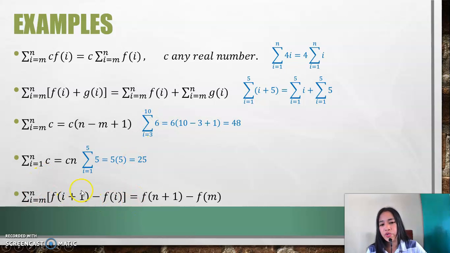We also have the last one. This is an example of a telescoping sum. Okay, so let's have an example. Let's evaluate some summations so that we can master and use these properties in problems.